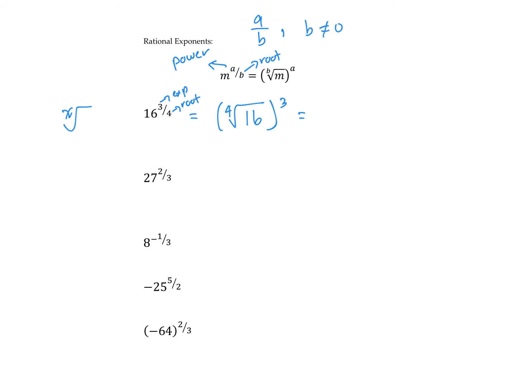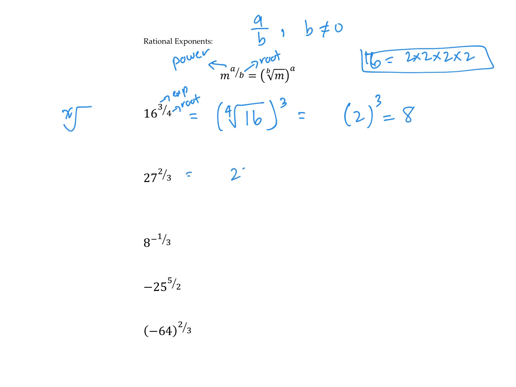The fourth root of 16 is 2 because 16 equals 2 times 2 times 2 times 2. So 16 consists of 4 2's. So the fourth root means you need 4 numbers the same to equal one whole number. So the fourth root of 16 is 2. And then we'll do that to the power of 3, and that's 8.